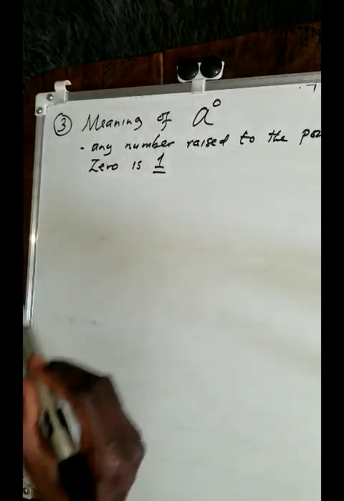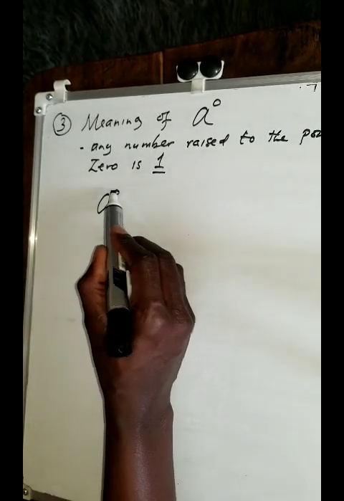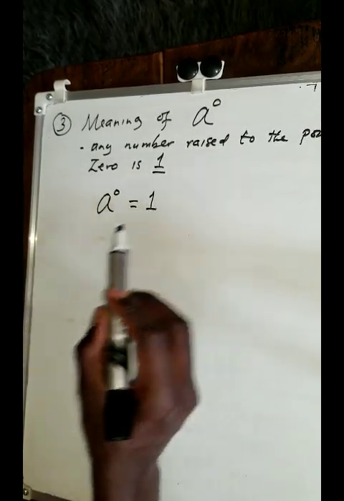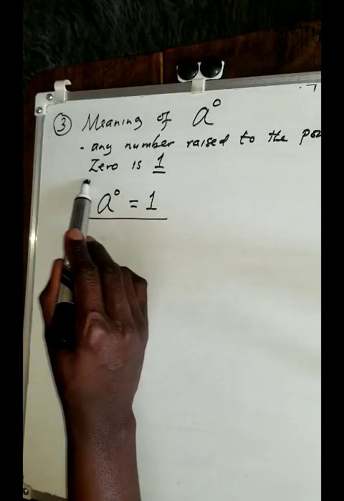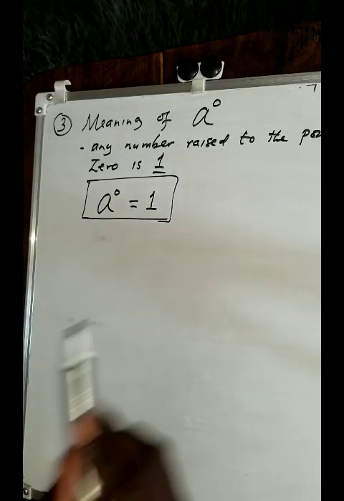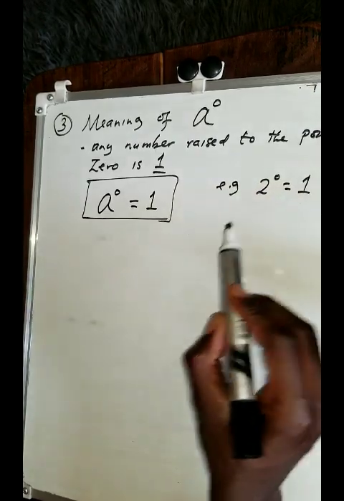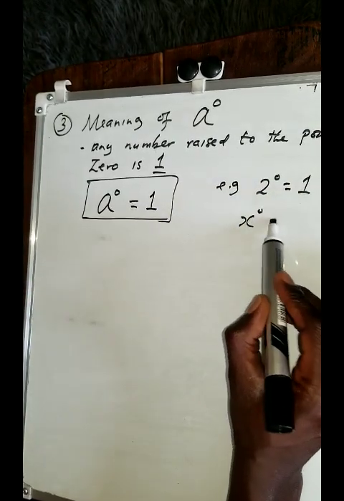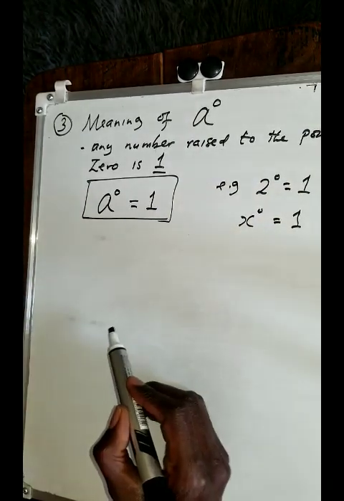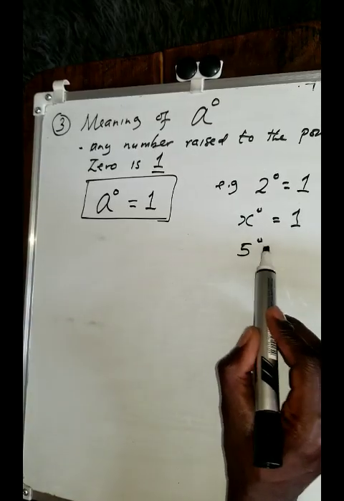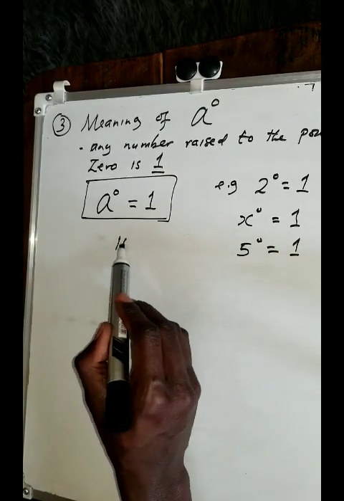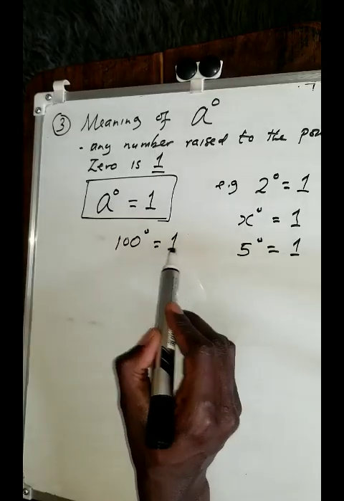So that's the key that you need to remember. If you have a raised to the power 0, that will always give you a 1. In simple terms, any number that you raise to the power 0, it could be, e.g., 2 raised to the power 0, that's a 1. It could be a letter x raised to the power 0, that will still give me a 1. It could be 5 raised to the power 0, it will be a 1. It could be 100 raised to the power 0, it would be a 1.